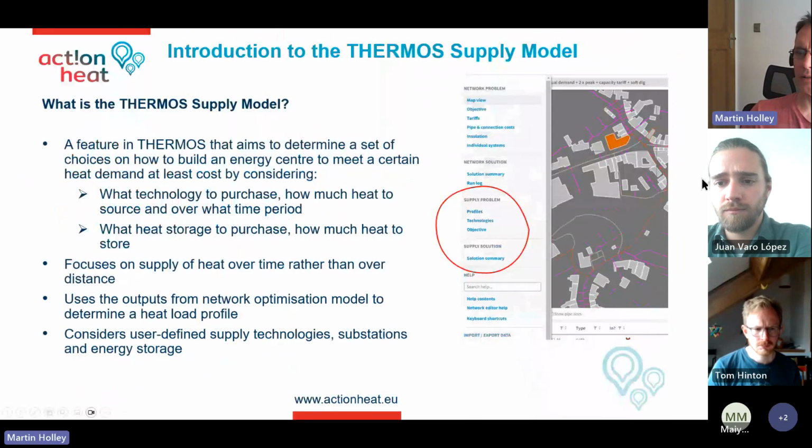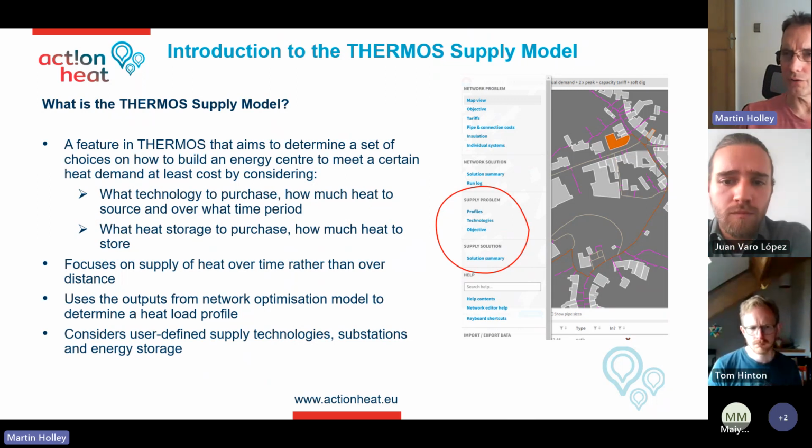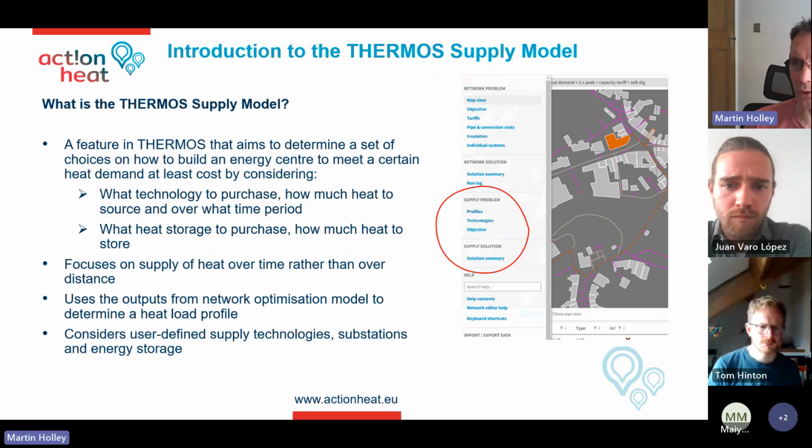So let's start by just describing what the actual thermal supply model is. As I said, it's a feature in THERMOS that sits alongside the network optimization side of things. It aims to determine a set of choices on how to develop an energy center to meet a certain heat demand.